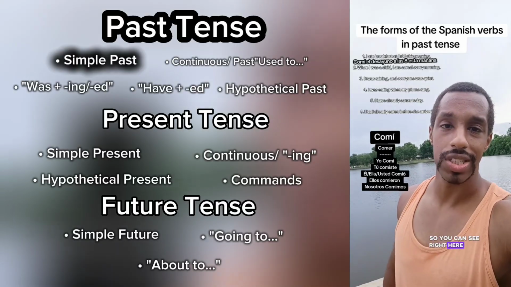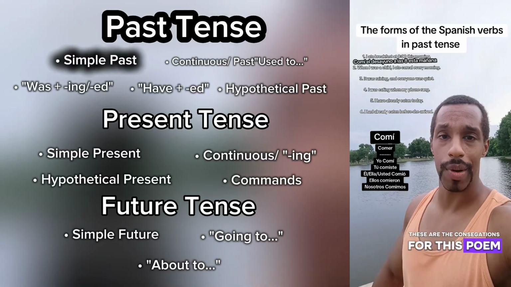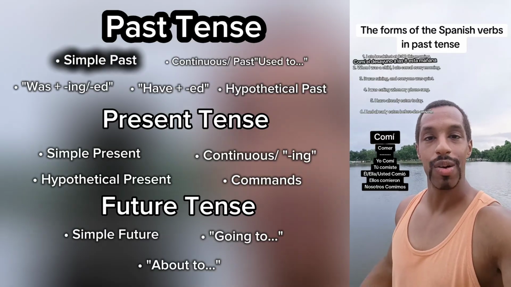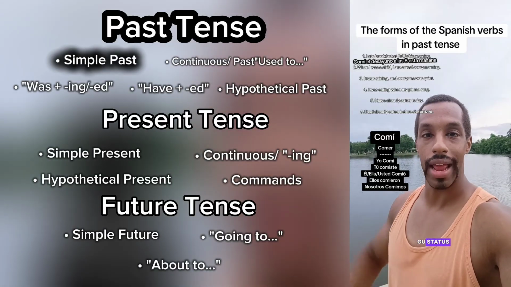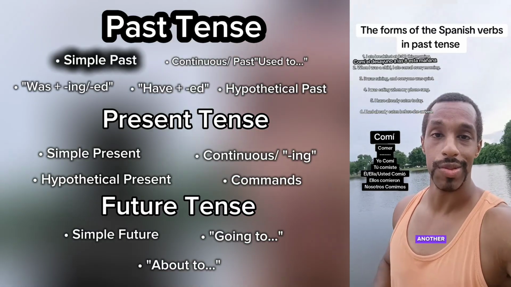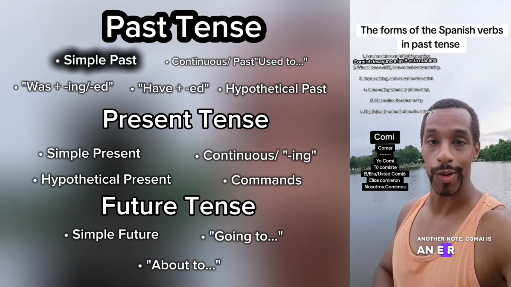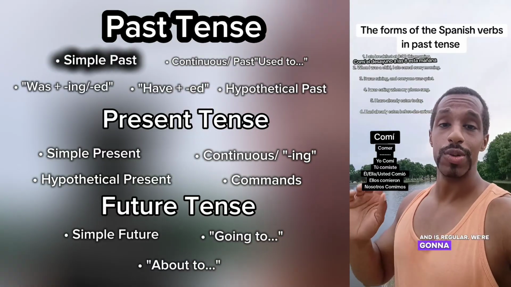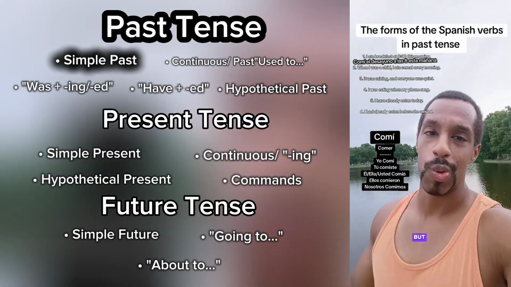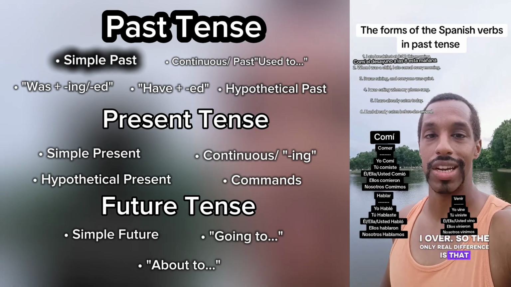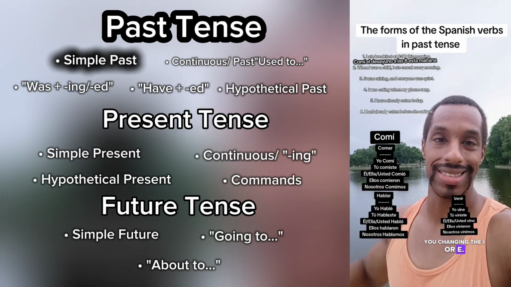You can see right here with this chart, these are the conjugations for this form of the past. Yo comí, tú comiste, él, ella comió, ustedes, ellos comieron, nosotros comimos. Another note: comer is an ER verb, so all these conjugations are for the regular ER verb. We're going to be using comer for the rest of these examples, but don't worry, because the pattern is the same for AR and IR verbs too. The only real difference is that you're changing the I or the E to an A.